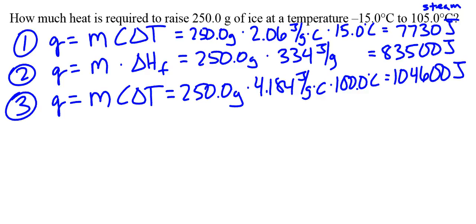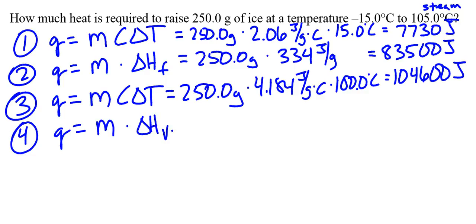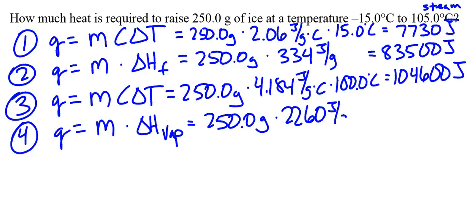Now at this point, I've finished my third leg of my curve. Now I have water at 100 degrees Celsius. Now I need to boil it, and boiling is going to require heat of vaporization. That's m times ΔH of vaporization, which is equal to 250.0 grams times 2,260 joules per gram. So 2260 times 250.0 equals, with 3 sig figs in this case, because that's all I have in here, 565,000 joules.